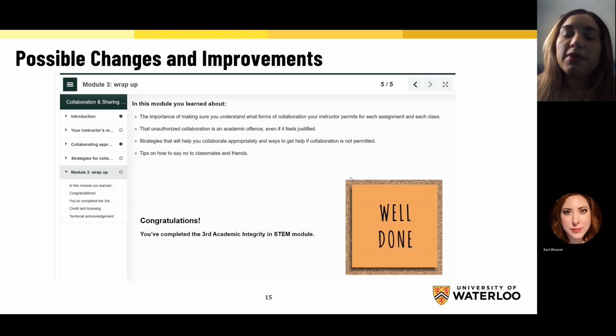Students also mentioned that maybe integrating some other types of check your knowledge activities could be beneficial to keep students engaged. So for example, some of the suggestions talked about implementing gamification elements to improve the understanding of learning objectives and keep students engaged.